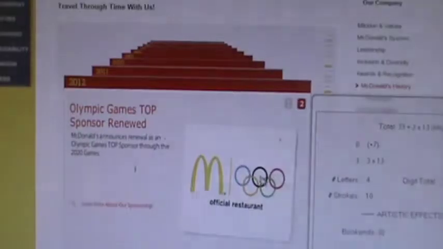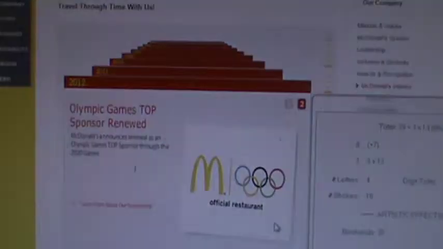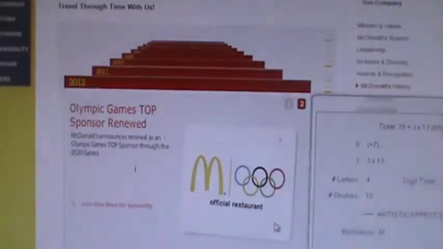And then how many rings are there? 5. 5 divides by 3 when you speak it in text. And then ring, of course, divides by 3. You can solve the colors of the Olympic rings. Let's see. Blue plus black, 69. Yellow plus green. Yes, let's solve the 5 colors of the Olympic rings while we're here.